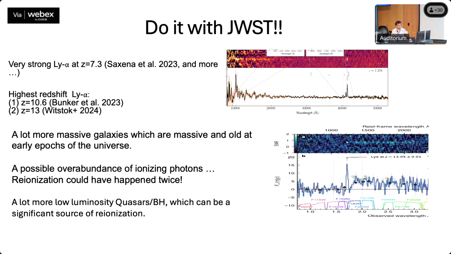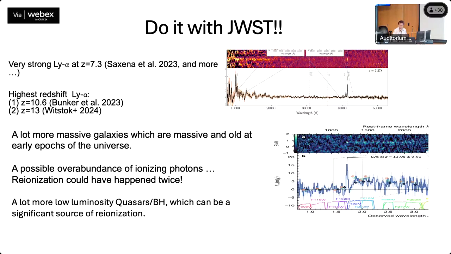Very strong Lyman alpha at redshift 7.3, high equivalent width, so Lyman alpha is strong. And if the universe were neutral at redshift 7.3, Lyman alpha wouldn't be that strong. 10.6, I wasn't even shocked at that point. 13, I think the universe is showing off at this point.